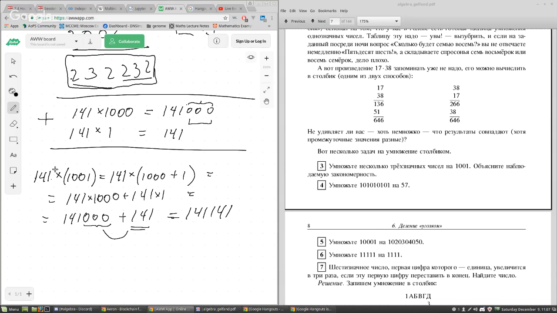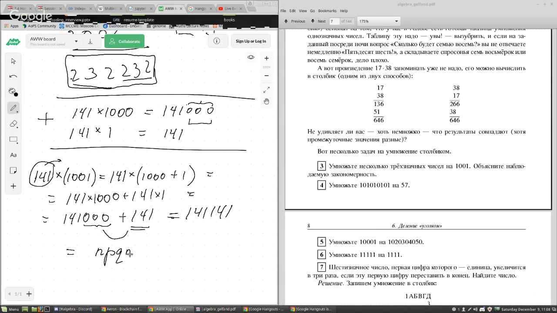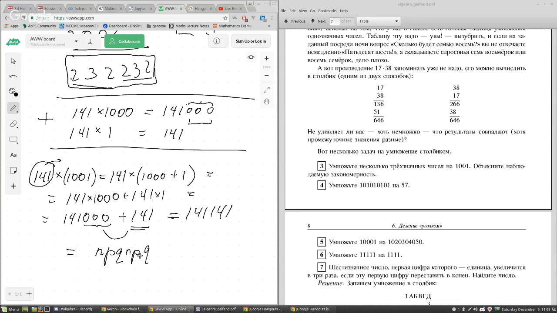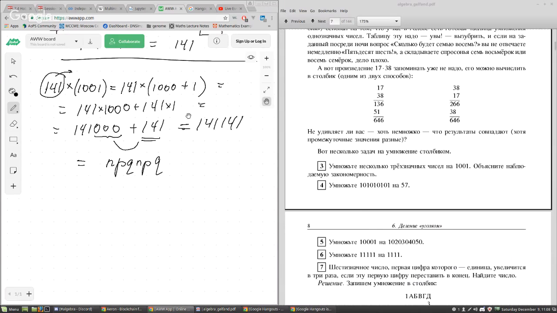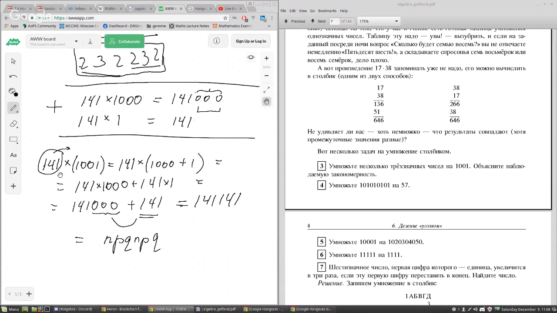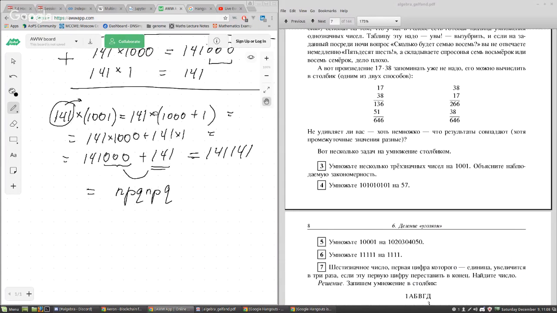And 141 is an arbitrary 3-digit number that I picked. It was absolutely arbitrary. So you can pick any 3-digit number and redo this whole procedure, replacing 141 with a number of your choice. And so you will get the same thing, NPQ, NPQ, where NPQ are the digits of the 3-digit number. Okay? So that's the moral of the first problem. That's the lesson you take away. You take a 3-digit number, you multiply by 1001, and you repeat that number twice.